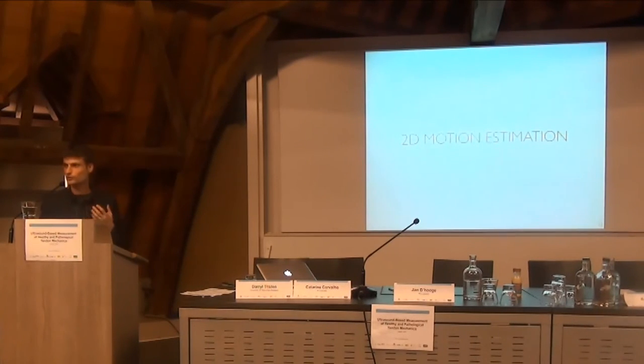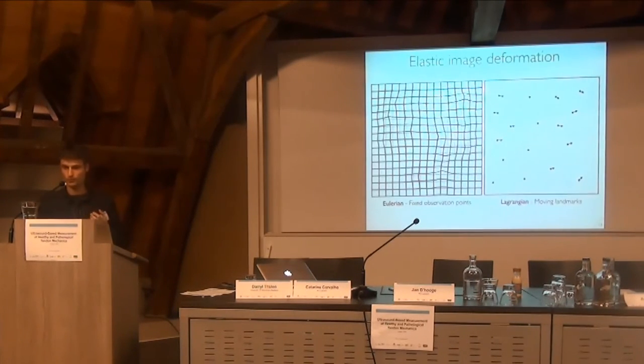So you can choose between two approaches, an Eulerian approach or a Lagrangian approach. In the Eulerian approach, you just take fixed observation points, like for example a grid of B-spline basis functions for elastic registration. And then you try to follow the gradient of change in your images, and it gives you local displacement vectors that are uniformly distributed over your imaging plane.